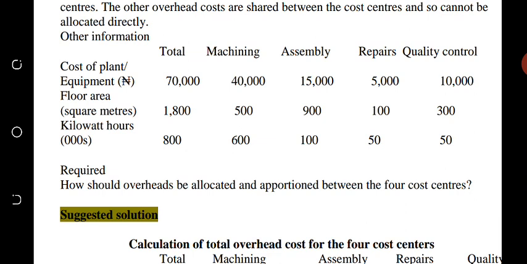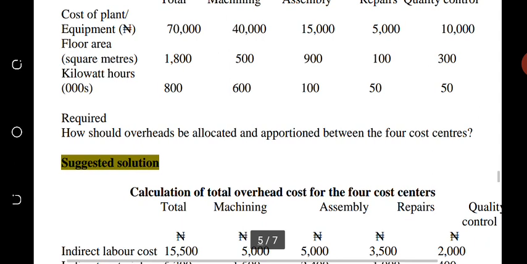Now the kilowatt hours are 800 in total for the factory as a whole. Machining has 600, assembly has 100, repairs has 50, and quality control also has 50, in thousands. Now you are required: how should overhead be allocated and apportioned between the four cost centers? So you want to know the total overhead cost for each of the cost centers.